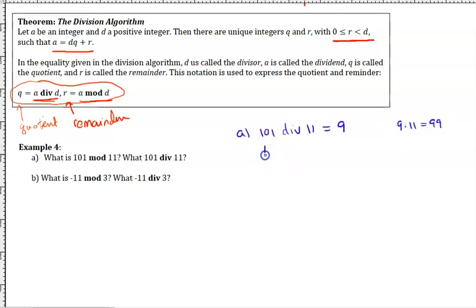And then 101 mod 11 gives you the remainder. So it goes in 9 times, 9 times 11 is 99, but then you get a remainder of 2.